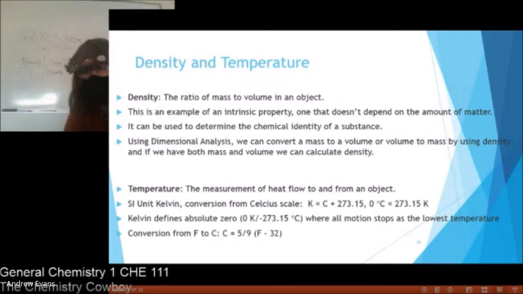The reason why we have this conversion is because 0 Kelvin, which is negative 273.15 Celsius, is considered the lowest physical temperature that is possible, where all motion will stop. So this is absolute zero. Can't go any lower than this. And so our Celsius scale is based on boiling and freezing of water, so it's not quite perfect.